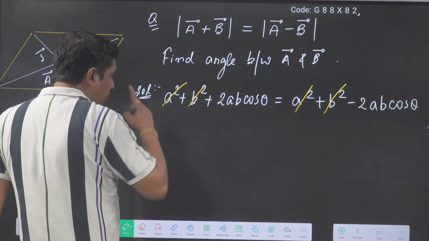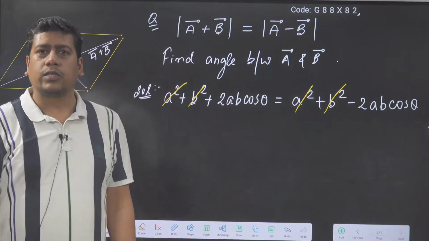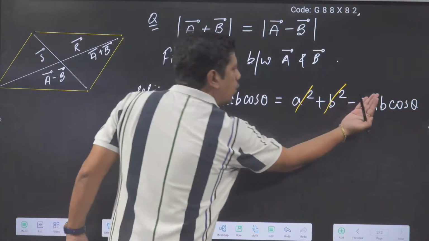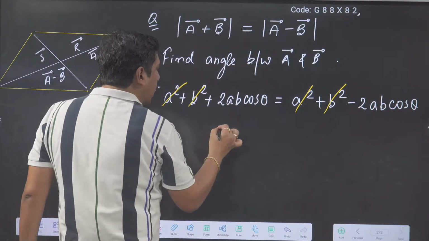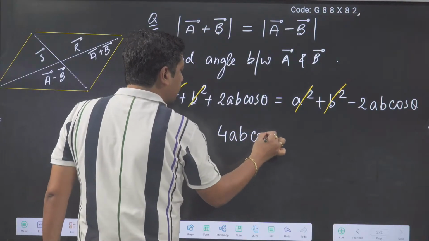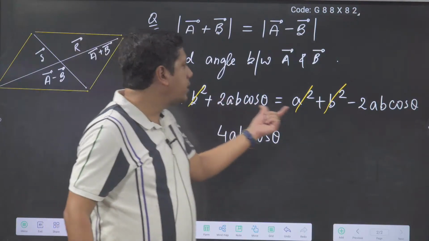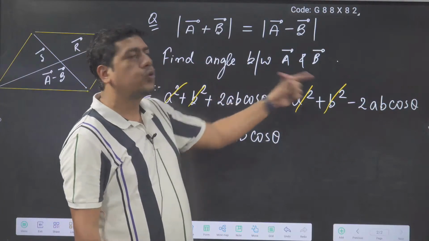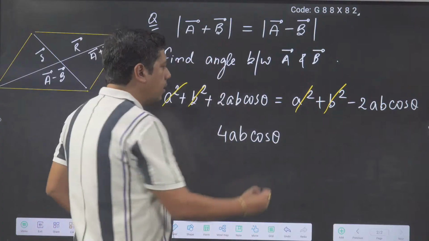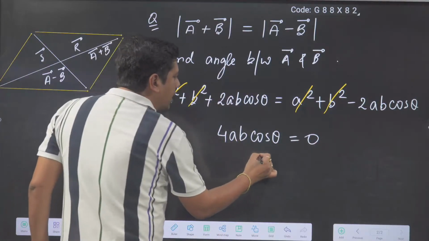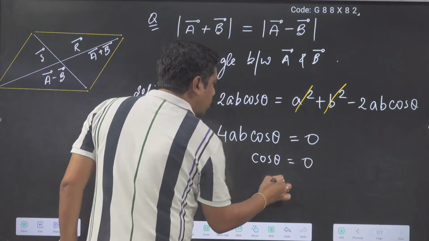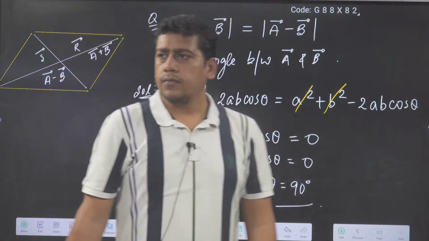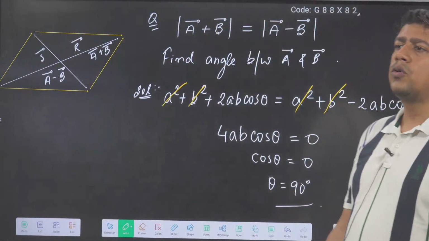So what you can do, don't cancel cos theta and say 1 equal to minus 1. Don't say that. What you do, you bring this minus 2ab cos theta to this side and it becomes plus, so 2ab plus 2ab gives 4ab cos theta equal to 0. You know 4ab can never be 0. It means cos theta has to be 0, so theta is 90 degree. This is one of the methods to solve this.